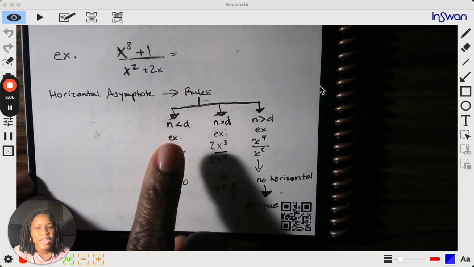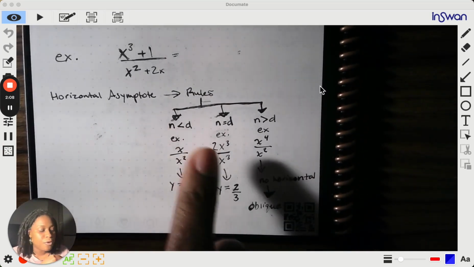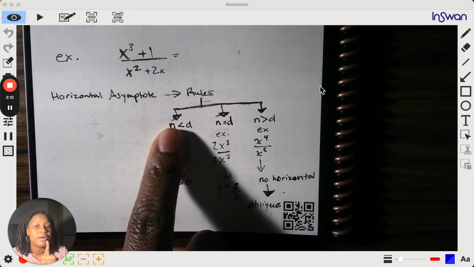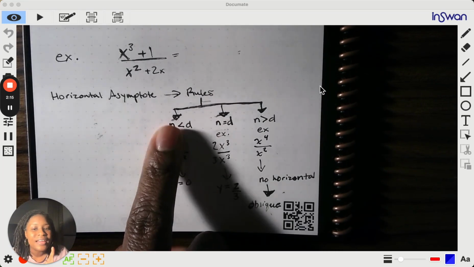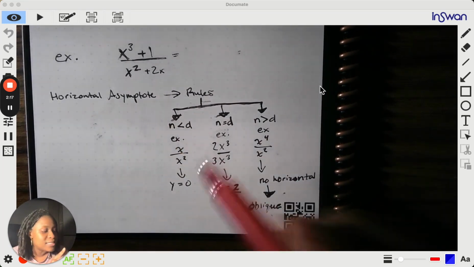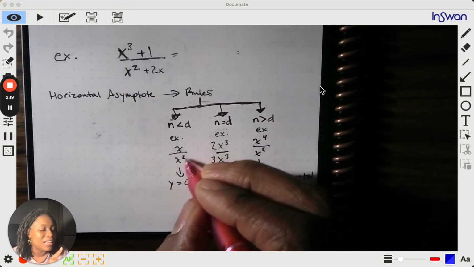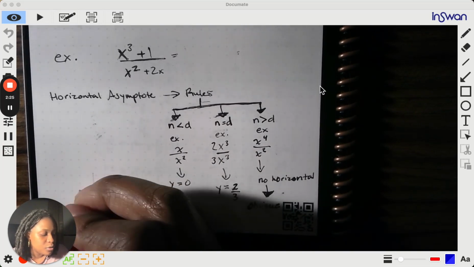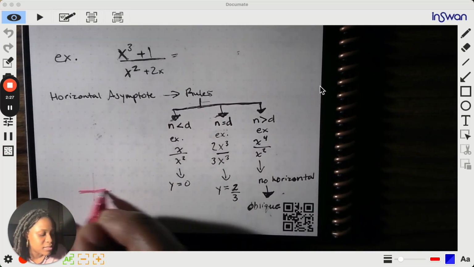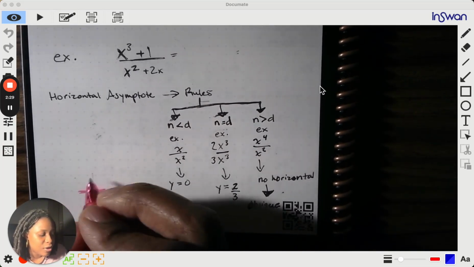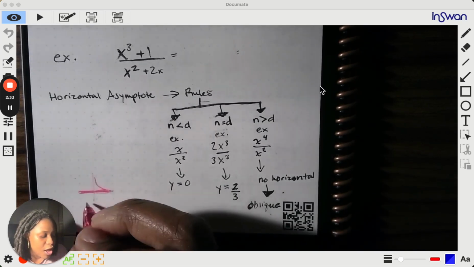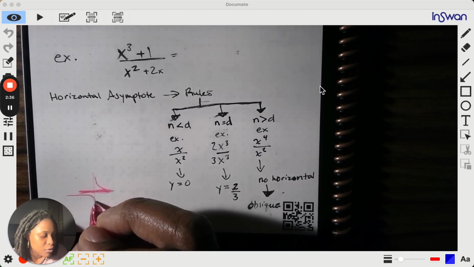So your horizontal asymptote has rules. Whenever the exponent on the leading term in the numerator is less than the exponent on the leading term in the denominator, then your horizontal asymptote is y equals 0. So this would be your asymptote line, meaning that you'll have a graph that will go towards 0, but never, ever, ever touch 0, okay?